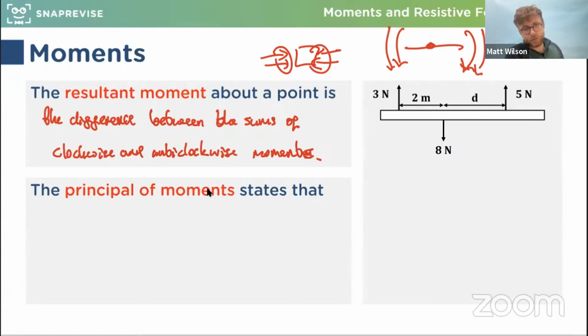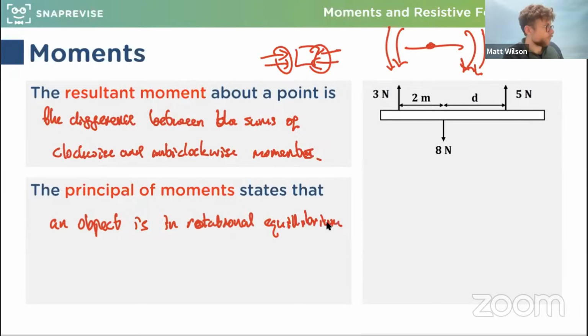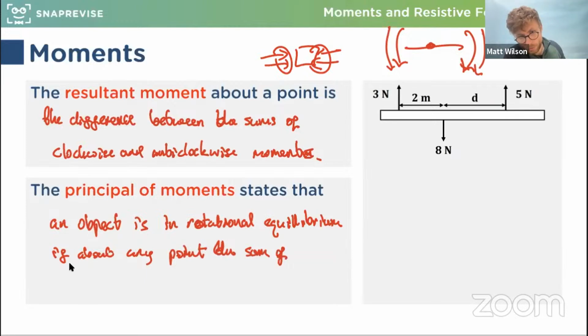So we'll look at an example, but first of all, the reason we care is the principle of moments, which states that an object is in rotational equilibrium if about any point the sum of clockwise and anti-clockwise moments vanishes.